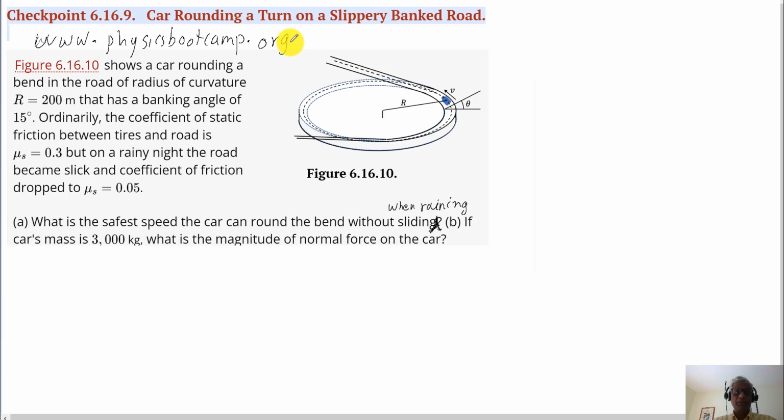Okay, so this is a pretty standard problem, but somehow it's quite confusing to students because this part is kind of flat, but the road is slanted, right? So when the road is slanted, you have to think of this as if there was an imaginary cone, and then it will make sense to you.